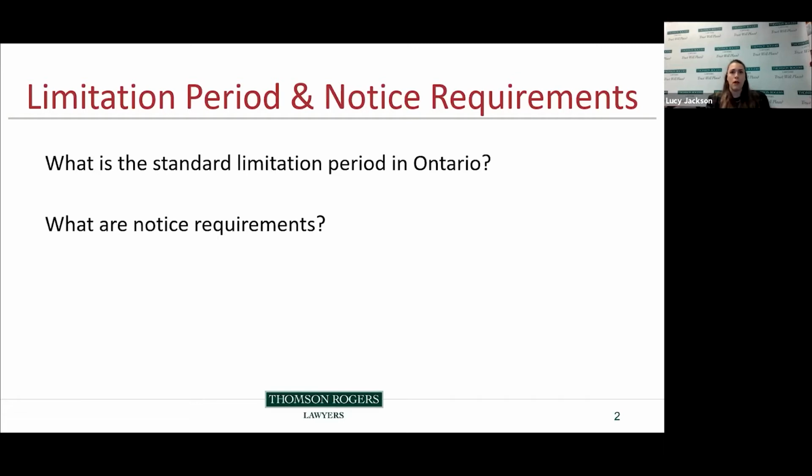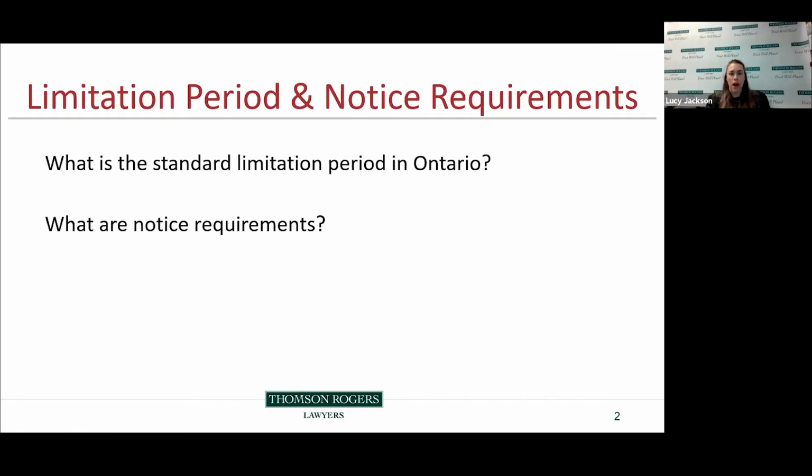So for example, in a City of Toronto case where an individual slips and falls on an icy sidewalk, there are notice requirements. And that notice requirement with respect to municipalities, including the City of Toronto, is 10 days from the date of the accident. So within 10 days from the date of the accident, you must provide the city or the appropriate municipality with notice of your intention to pursue a lawsuit.